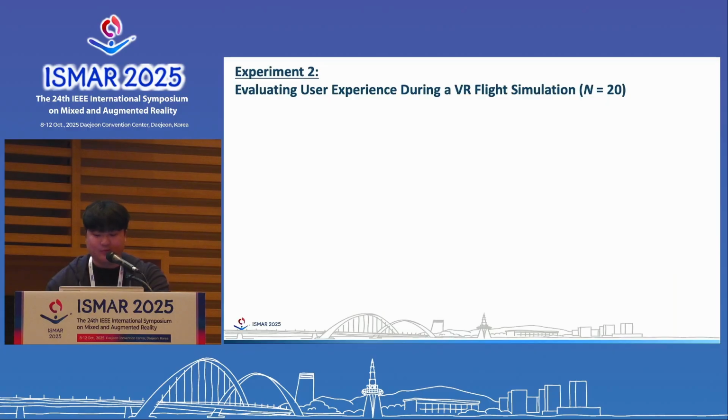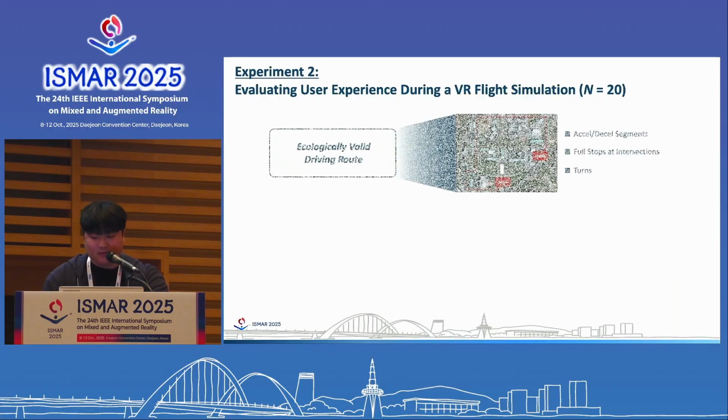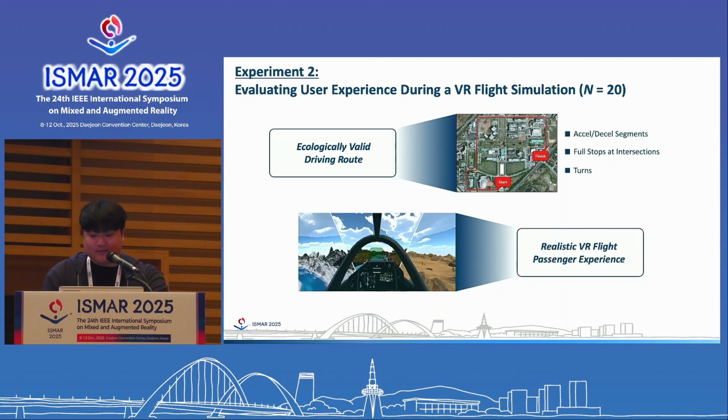For experiment 2, we wanted to apply these derived gains in an ecologically valid setting, where the vehicle moves along a driving route with multiple accelerations, stops at intersections, and turns. And the virtual contents consisted of a more realistic flight simulation traversing through various virtual environments for a more detailed examination of user experience in an actual application scenario.